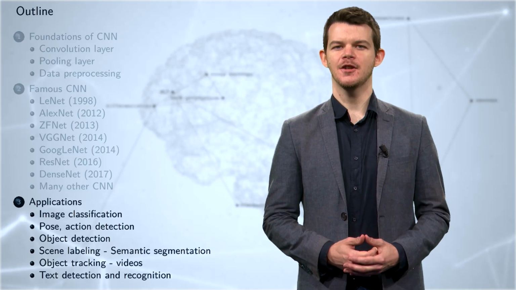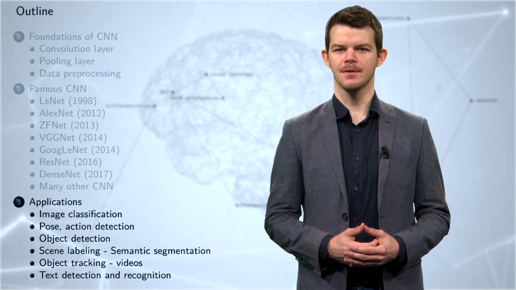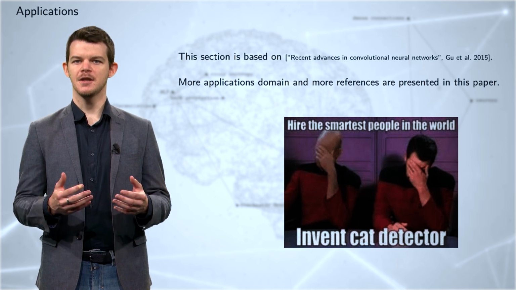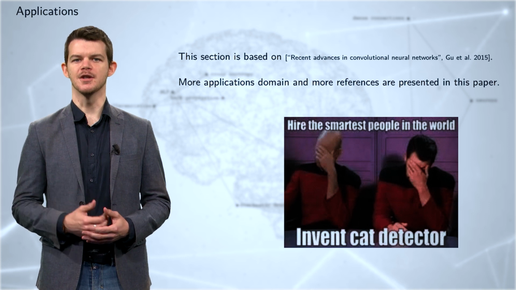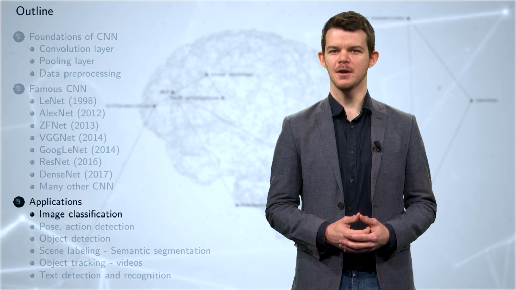We are going to study some of the most important applications of CNNs to images and videos. The whole section is based on the paper Recent Advances in CNN, published in 2015. Don't hesitate to look at this paper for more information. As we have seen so far, the most important application of CNN is image classification.